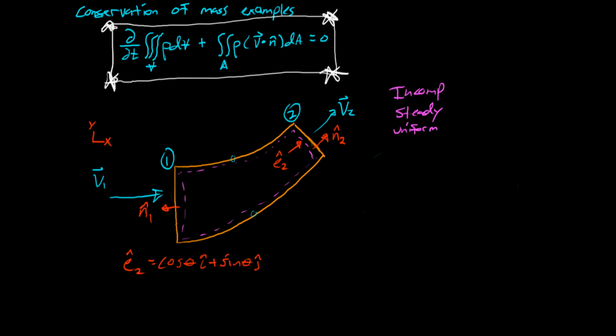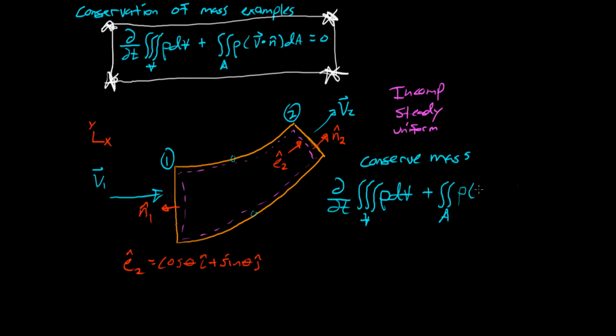So let's start this problem where we would start any problem, which is by conserving mass. So we've got d by dt, integral over the volume of rho dV plus the integral over the area, rho V dot n dA, and all of that has to equal 0. So let's start by applying our assumptions.